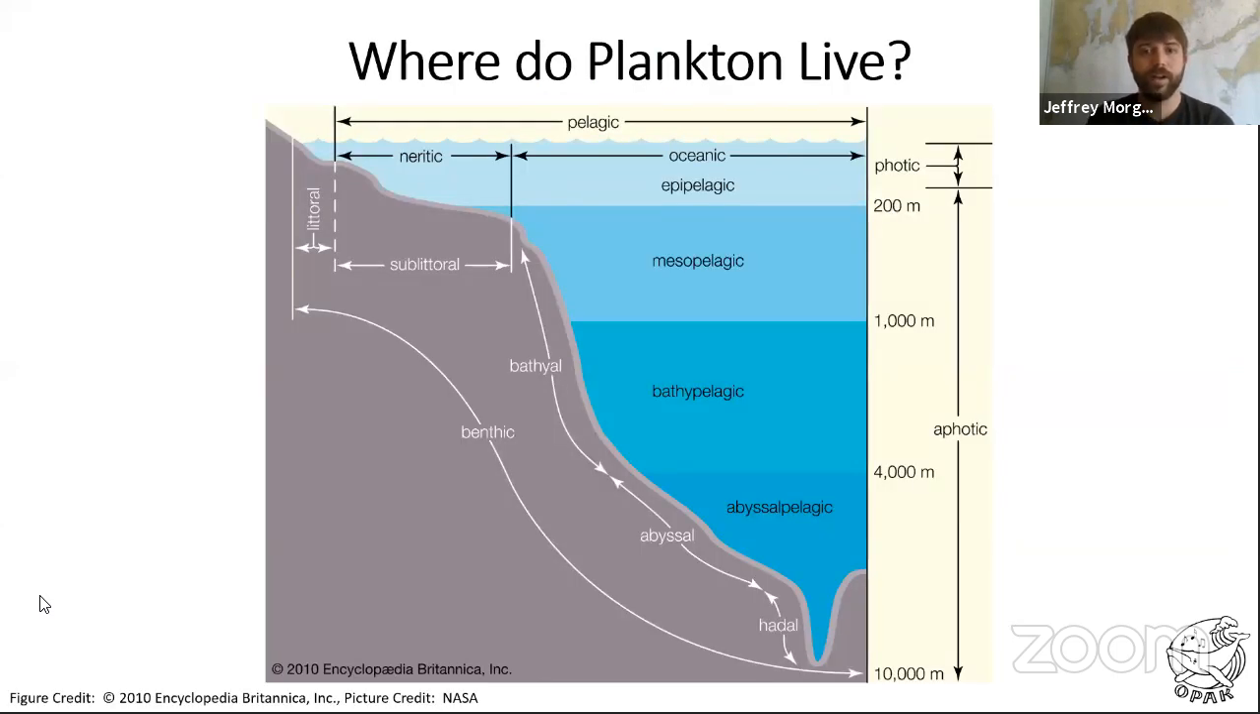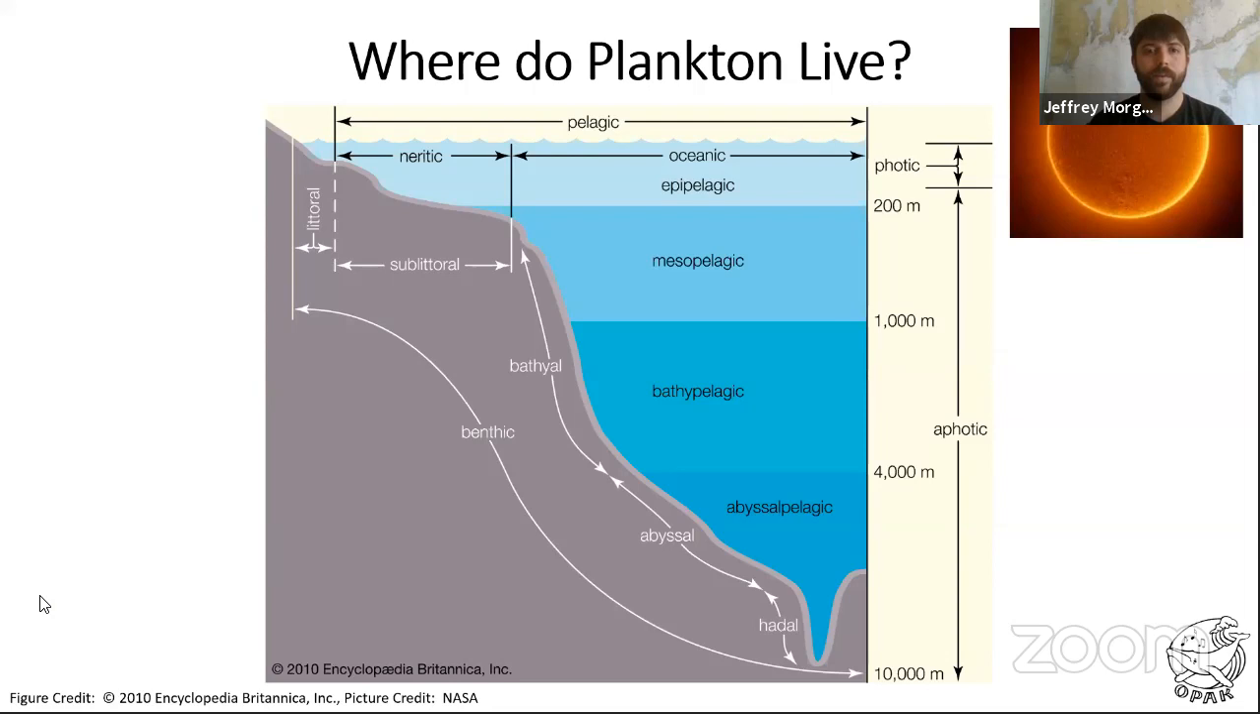And where do plankton live? Well, our phytoplankton, our photosynthetic creatures, they're going to live in what we call the photic zone of the ocean. And the photic zone is where light can reach. And phytoplankton obviously need sunlight to survive. But our zooplankton can go all the way down into the mesopelagic zone of the ocean, down to around 1,000 meters, where some of those jellyfish live.